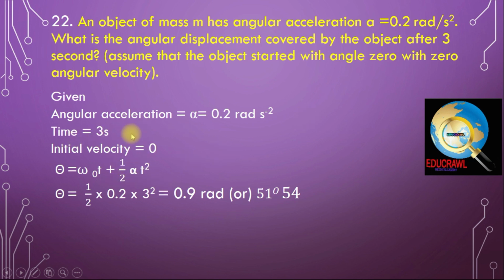Substituting the values which are given, omega naught is 0, so the first term becomes 0. So theta is equal to half into the alpha value, which is 0.2, into t squared. The t value is given as 3, so t squared is 3 squared, which is 9. Just putting in these values and simplifying, we get theta is equal to 0.9 radian, or if you want to represent it in degrees, it will be 51 degrees 54 minutes. So this is the value of the angular displacement.